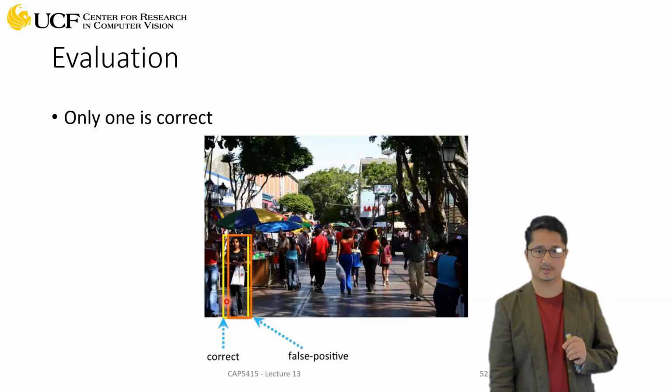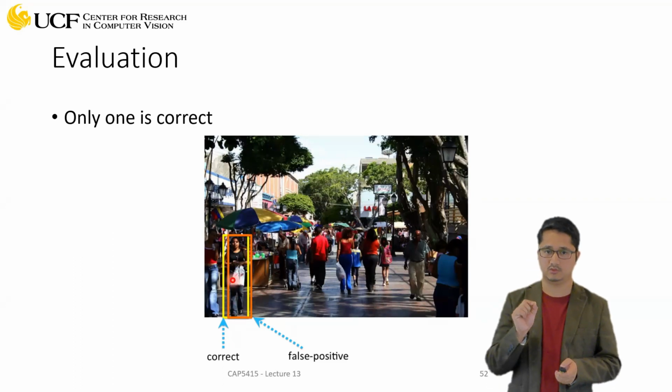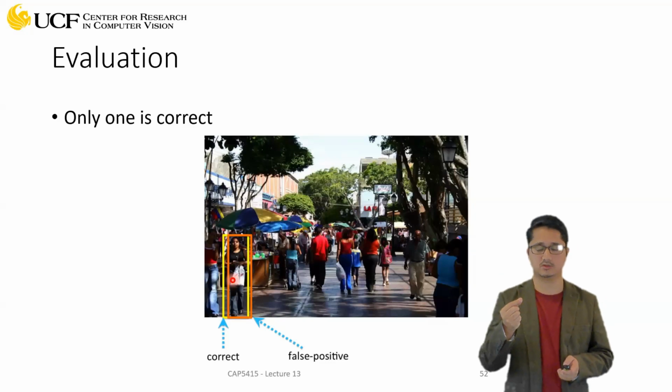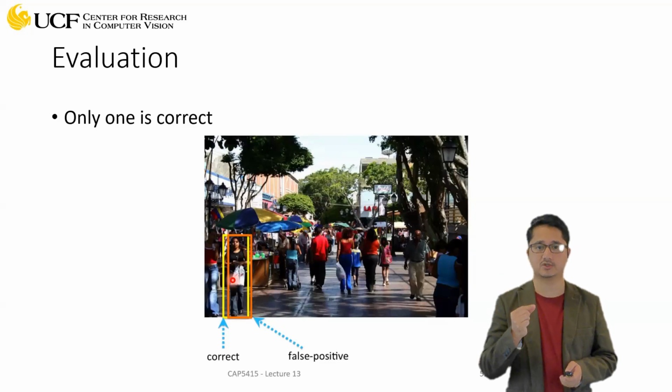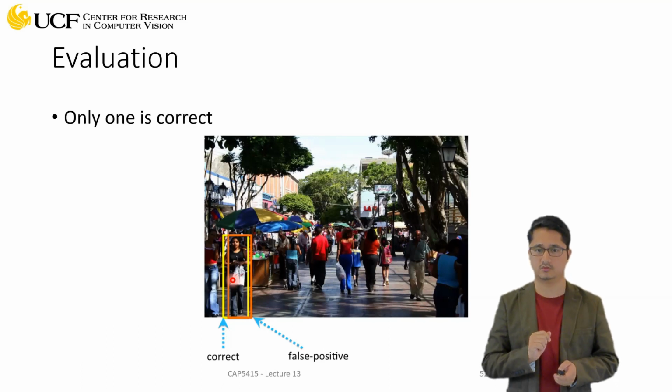Then the idea is, if you have two bounding boxes actually matching the ground truth, where the class label is also correct and the intersection over union is also greater than the threshold, which is 0.5, still only one of the bounding boxes will be counted as a true positive. The other will have to go to false negative.